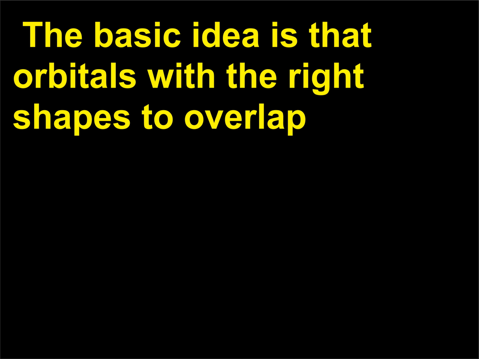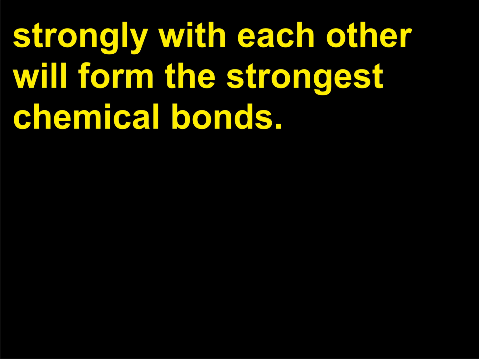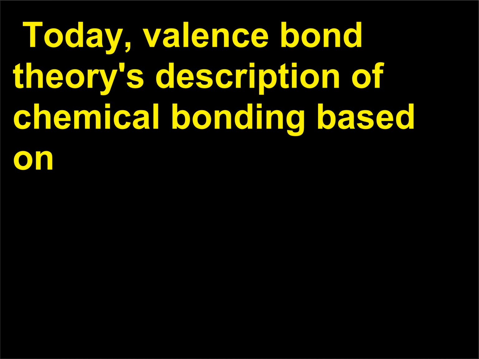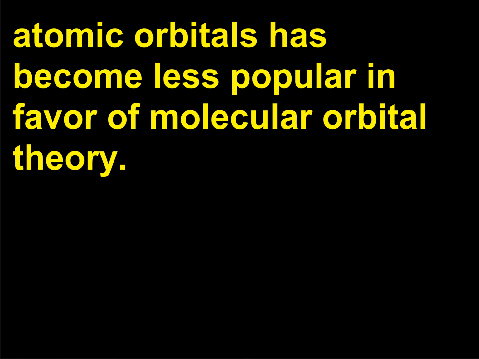The basic idea is that orbitals with the right shapes to overlap strongly with each other will form the strongest chemical bonds. Today, valence bond theory's description of chemical bonding based on atomic orbitals has become less popular in favor of molecular orbital theory.